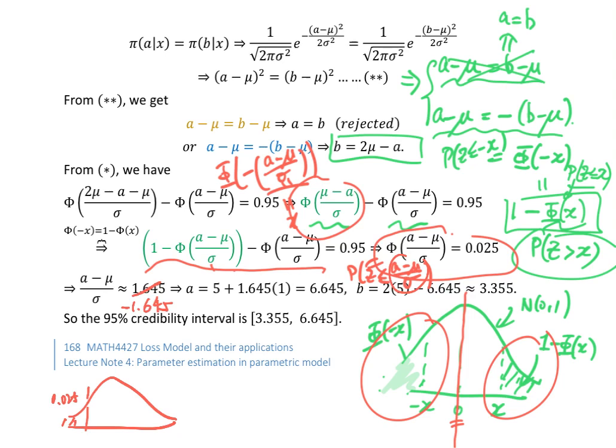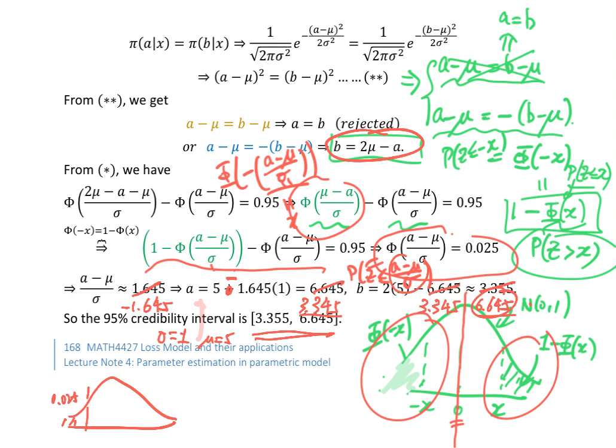Given this, you can use this equation to solve for A. Remember, σ equals 1, μ equals 5. Then you put that in, so this one should be minus, then this one should be 3.345. Given this, you can now use the first equation and obtain B. So you just put that in, this one should be 3.345. Then you get the number 6.645 for B. So that will be the A and that will be the B, so that your 95% credibility interval should be 3.355 and 6.645.